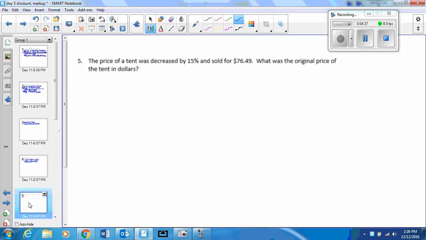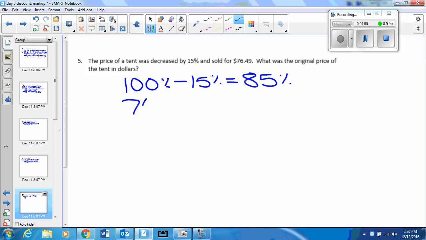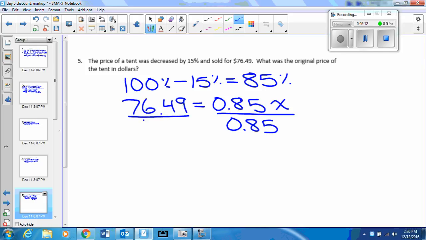For question 5, the price of a tent was decreased 15% and sold for $76.49. Find the original price of the tent in dollars. So decrease means I would subtract from 100%. So the decreased price was 85% of the original. I know the amount they sold it for was $76.49. That's equal to 0.85 times the original price x. Divide by 0.85. Use my calculator.